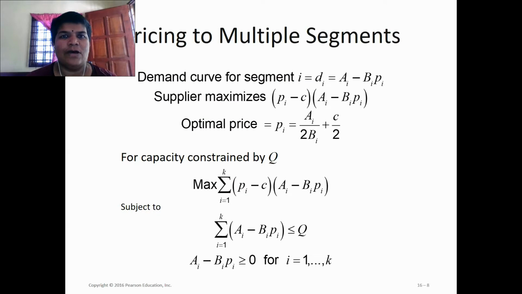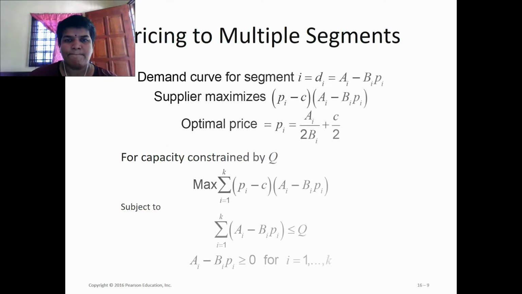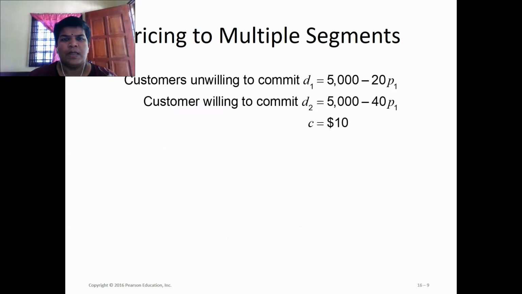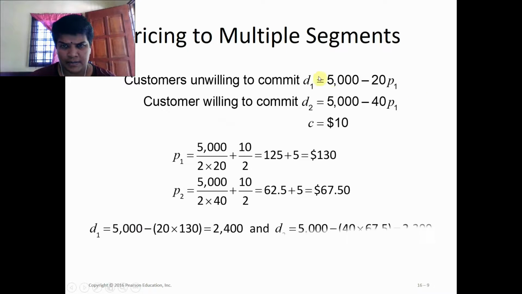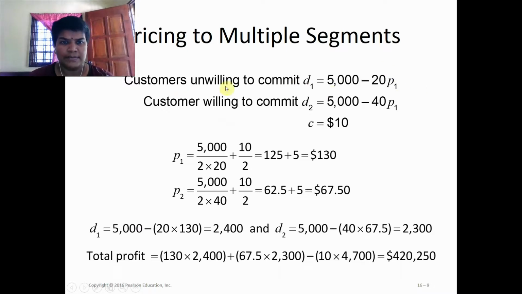Of course we have certain formulas to price the multiple segments. Using the formulas, customer unwilling to commit is D1, customer willing to commit is D2. C is 10 ringgit. So you plug in all the figures, then you get price 1 and price 2. Price 1 is 130 ringgit, whereas price 2 is 67 ringgit 50 cent.